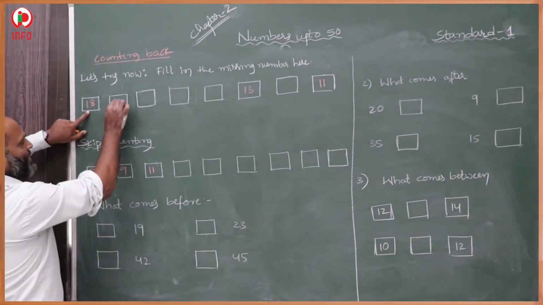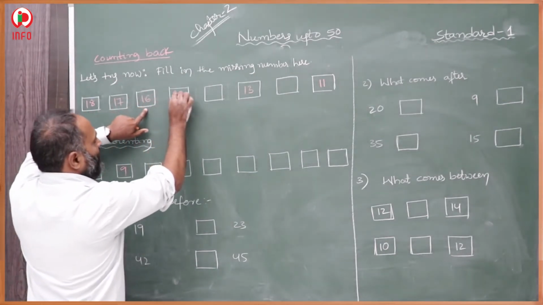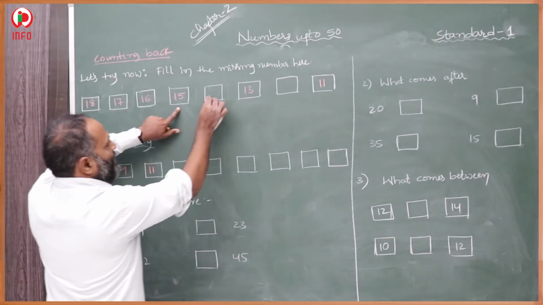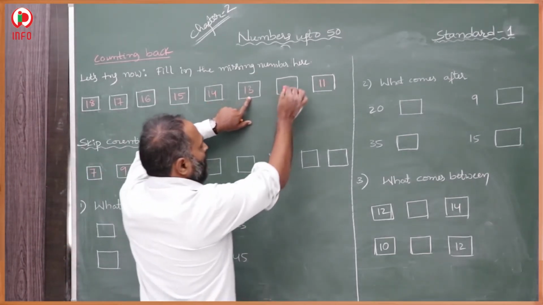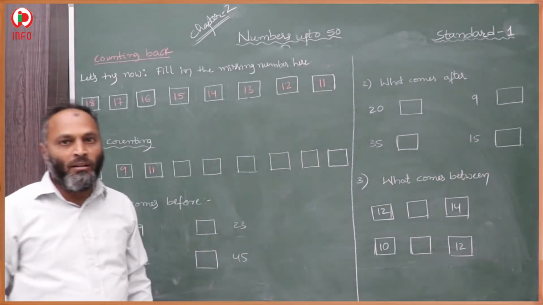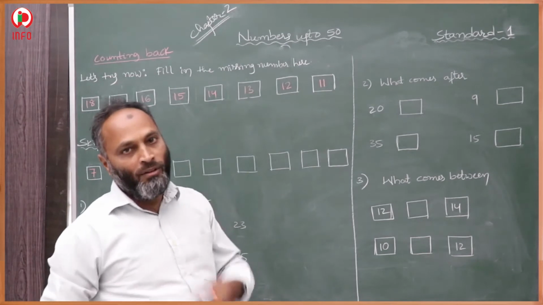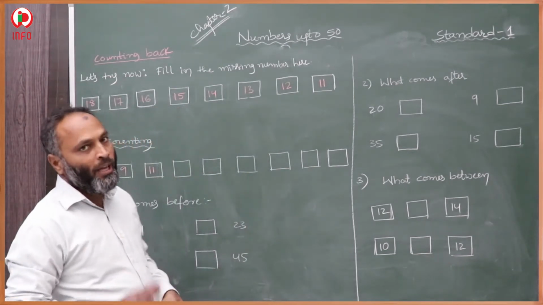18, 18 back is 17. 17 back is 16. 16 back is 15. 15 back is 14. 14 back is 13. That is given. 13 back is 12. 12 back is 11. So this is back counting. Back counting means in reverse order we have to count. That is called back counting.